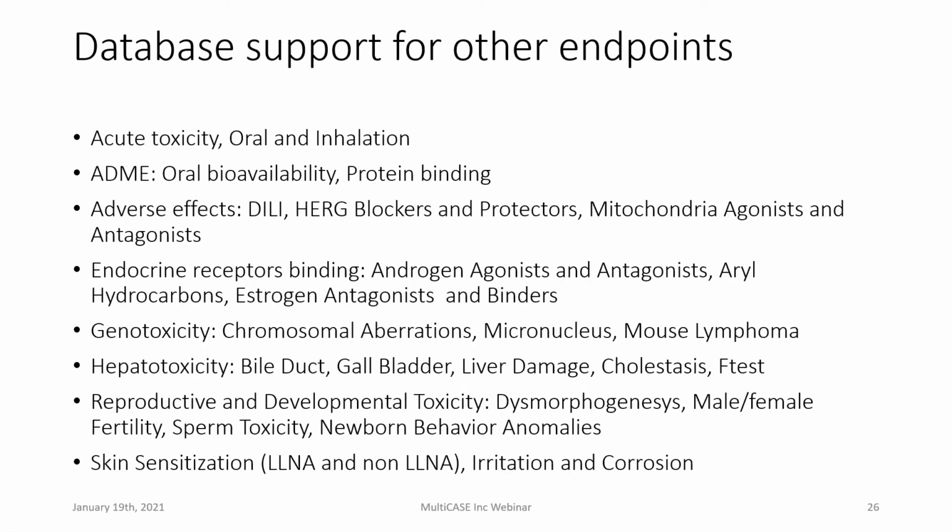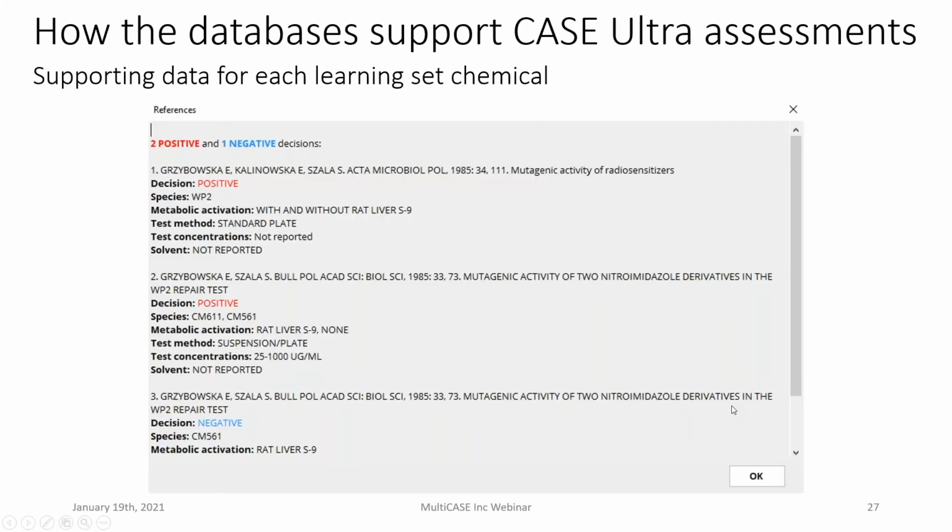I will not read this slide. It just lists that we actually have similar databases for a variety of the endpoints which are listed on these slides. So every time you use a model from this list, you actually have database support. And it will look like this. For example, if you want to know why a particular learning set is called positive or negative, you right click on it and you will receive this screenshot with all details: what kind of positive data we have, what kind of negative data we have.